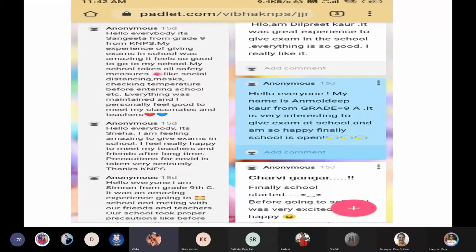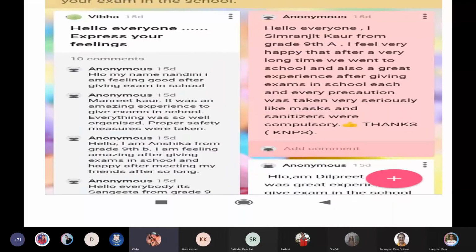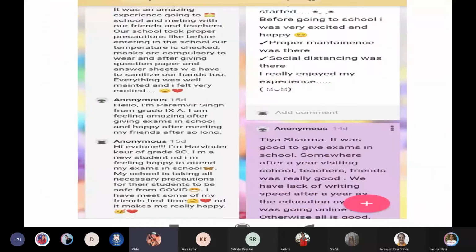And yes, my Padlet blank wall was full of responses by the students, and you all can see those responses. I would love to read one of the responses by a new student. She has written that I'm new in the school. Hello everyone, I am Ravinder and I'm a new student. I am really feeling happy to attend my exam in the school.